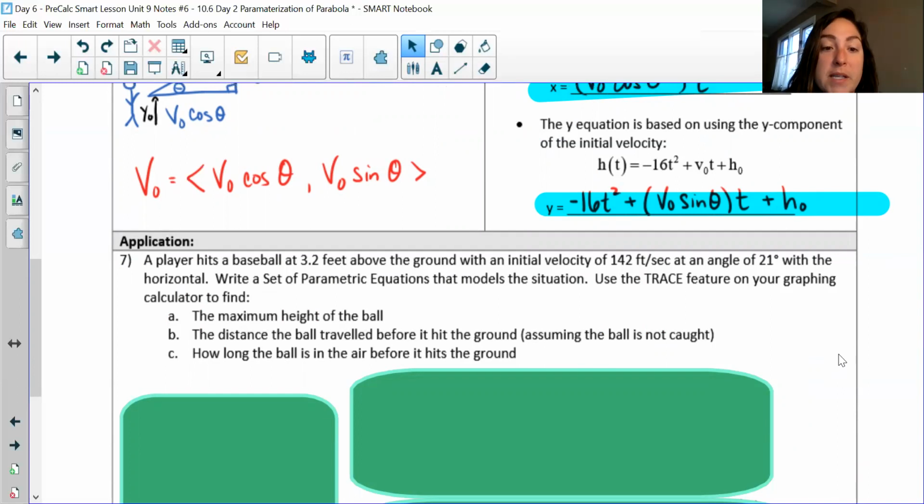So let's go ahead and do an example. A player hits a baseball at 3.2 feet above the ground with an initial velocity of 142 feet per second at an angle of 21 degrees with the horizontal. Write a set of parametric equations that models the situation. Use the trace feature on your graphing calculator to find the maximum height of the ball, the distance the ball traveled before it hit the ground, and how long the ball is in the air before it hits the ground.